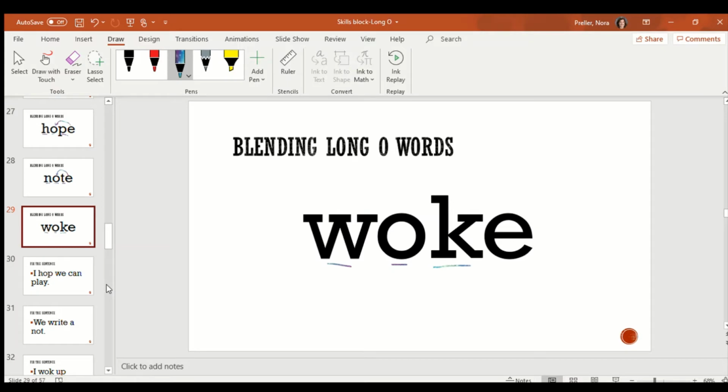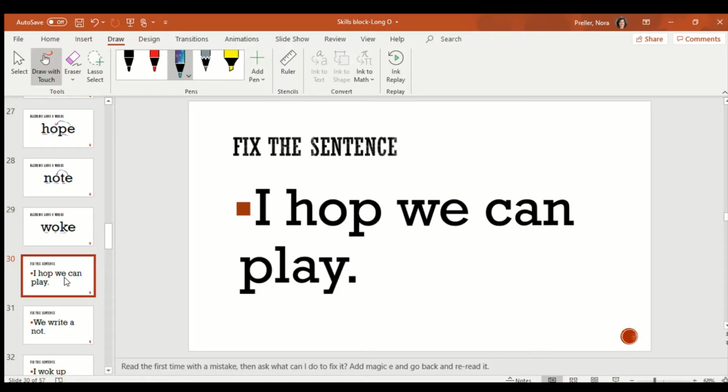Okay, so now that we've warmed up our brains with how to sound words out, listen to the sentence and think about where there is a mistake. Then help me go back and fix the mistake. You can read along with me. I hop, we can play. The sentence says, I hop, we can play. Does that make sense? No. What word is making the sentence sound silly? That's right, hop. Do you think it's supposed to be I hop we can play or I hope we can play? That's right, the sentence is supposed to say I hope we can play.